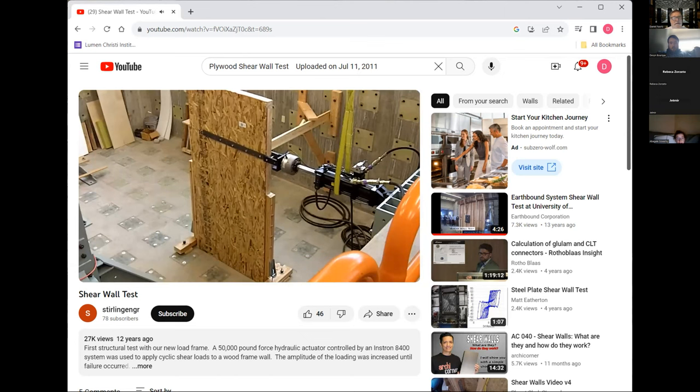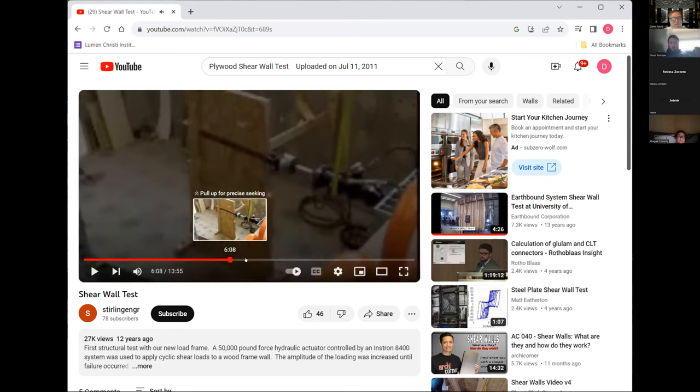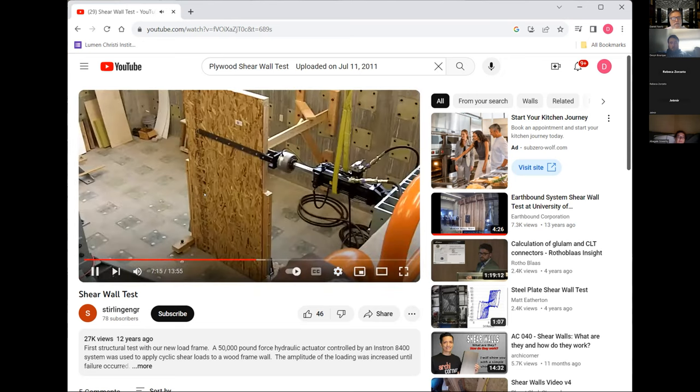It's not failing. Notice there's the center panel of the flake board. That's got to take shear, kips per linear foot or pounds per linear foot. It goes through it. But there's boundary elements. There's the two vertical studs on either side, and there's the top piece as well. Those are the boundary elements. Let's keep looking at this. Let's see if we go further.